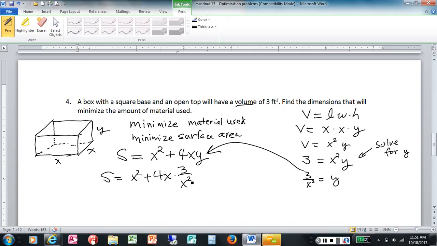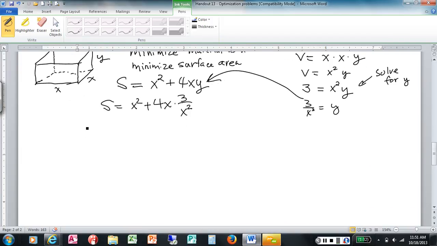So anyway, all right. So let's see. What are we going to do with that? Well, we can clean up the S here. S equals x squared plus, let's see, 4 times 3, so that would be 12. And then my x is going to cancel into the x squared and leave me an x in the denominator. So I get x squared plus 12 over x. Does that sound right? Does anybody believe that? I believe that. Well, that's what I want to minimize.